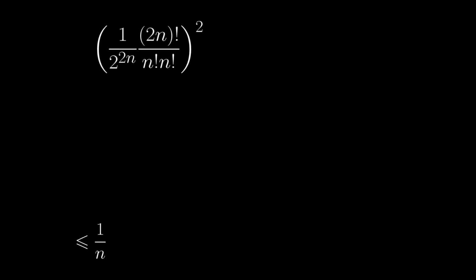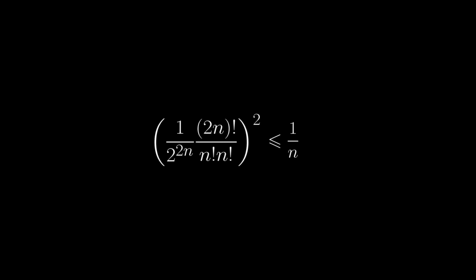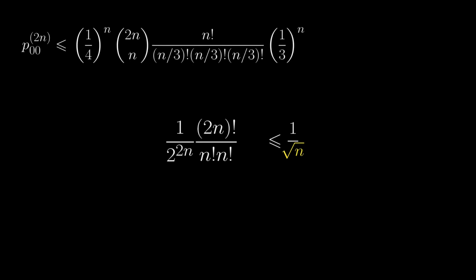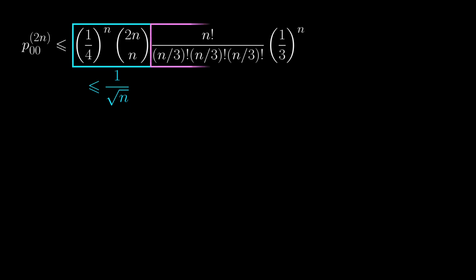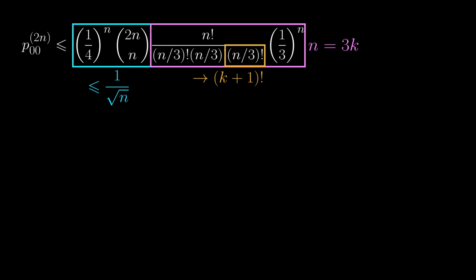So this square has an overestimate of 1 over n, which implies that 1/4 to the n times 2n choose n is smaller than 1 over square root of n. So in the overestimate we calculated for the 3D case, this part is smaller than 1 over square root of n. For the other part, we assume that n is a multiple of 3. Similar arguments apply if not. If it is 1 more than a multiple of 3, then increase one of these to become k plus 1 factorial, and if it is 2 more than a multiple of 3, then make 2 of these k plus 1 factorial. But let's focus on the n equals 3k case.